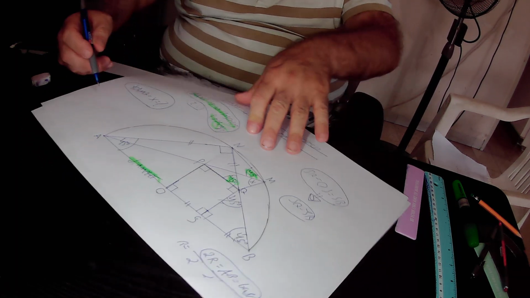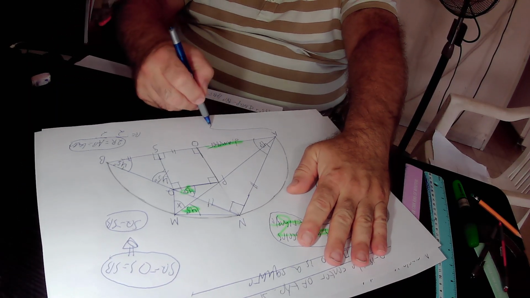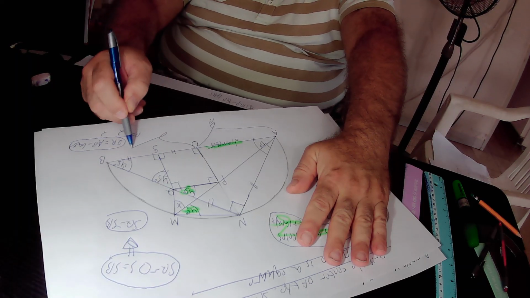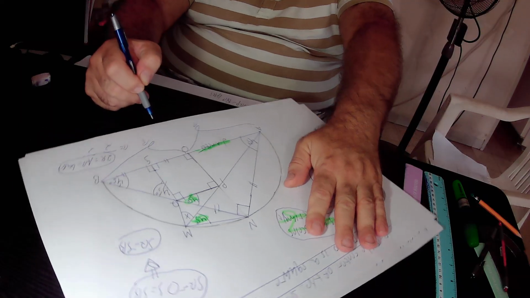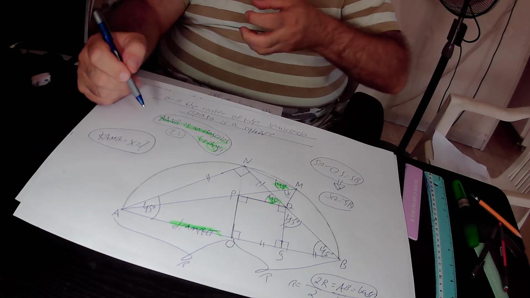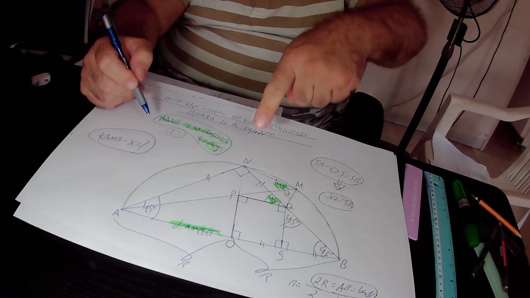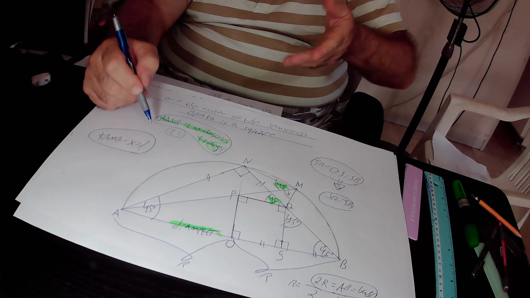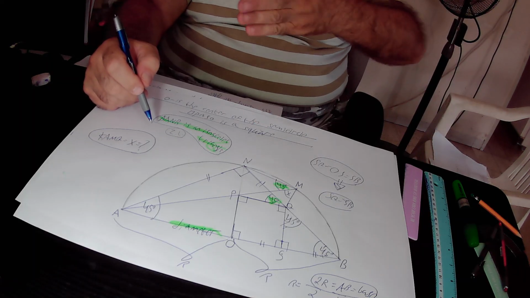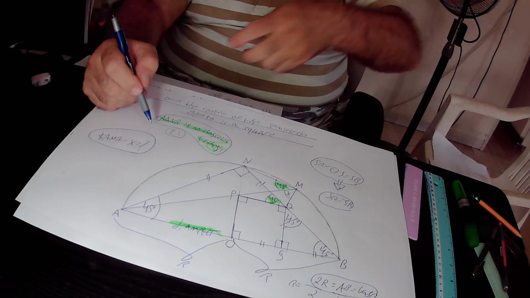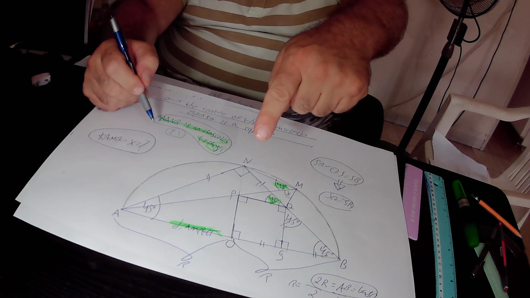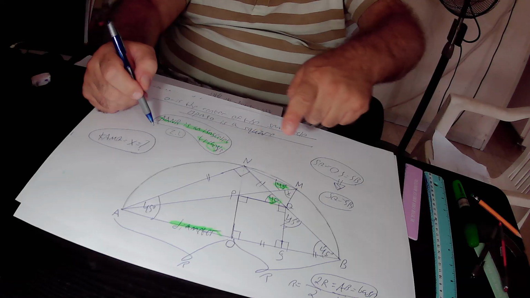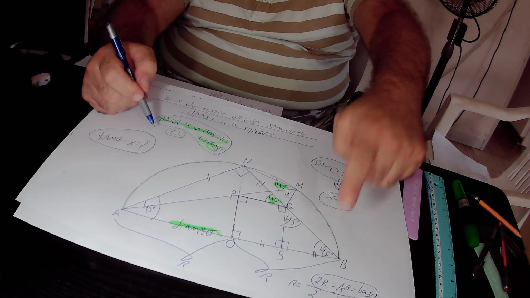So the first half is r, and the second half also is r, that is the radius of this semicircle. But the question here is where the perpendicular from point N will touch the base AB. Because the perpendicular from point N bisects base AB, it means the perpendicular from point N must touch the base AB at its midpoint. What is the midpoint of AB? The midpoint of AB is the midpoint of the diameter, that is 2r.